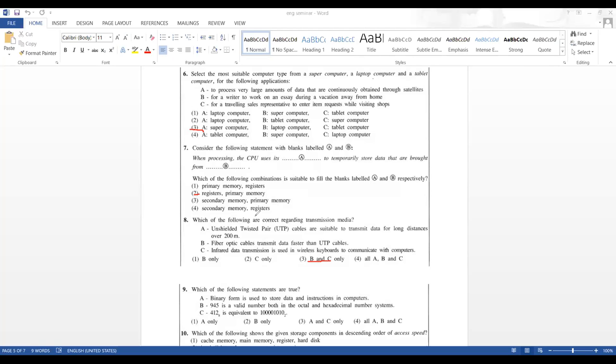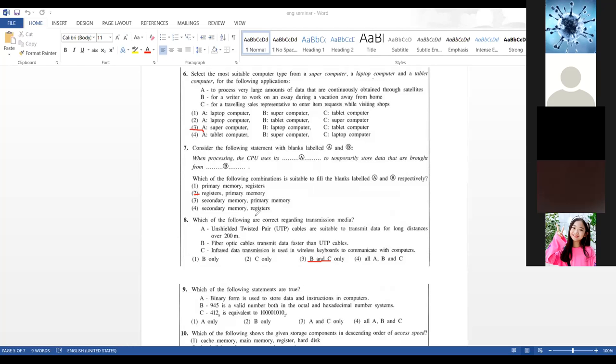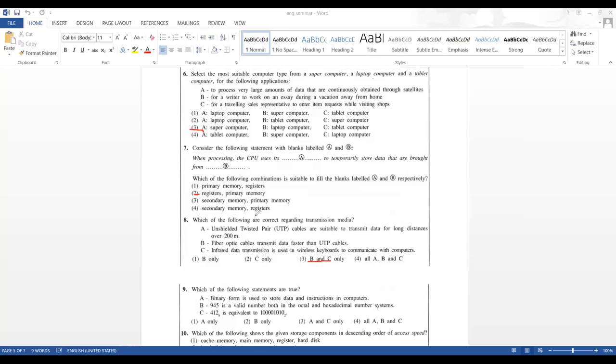Which of the following statements are true? Binary form is used to store data and instruction in computer. Correct. 945 is a valid number for both octal and hexadecimal. Octal you can't take, no, octal is 0 to 7. Right. So that you can't take. 412 is equivalent to octal number 100. Then 0010, yes, A and C.